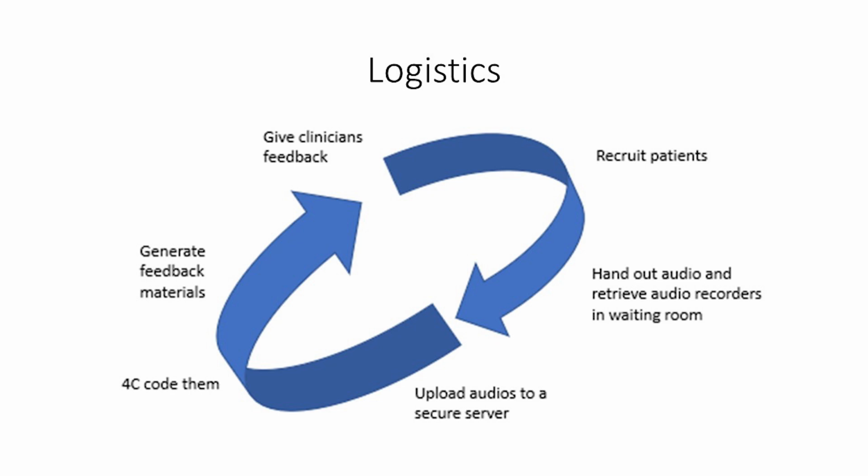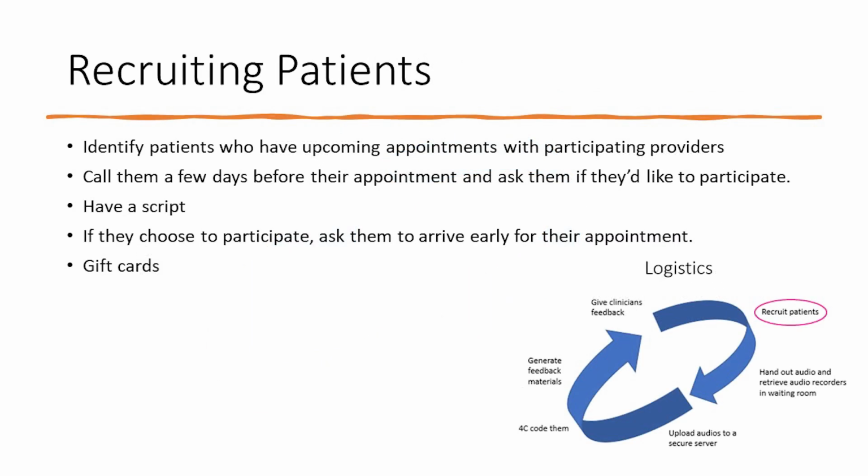Then, once that's all in place, there are essentially 6 sequential and recurring tasks, which I've diagrammed here. And as you can see, starting in the upper right-hand corner, they are recruiting patients, then handing out and collecting audio recorders, then uploading them to a secure server, then 4C coding them, then generating the feedback materials, and then finally actually delivering the feedback. So let's talk about each of them, working our way around clockwise, starting with recruiting patients.